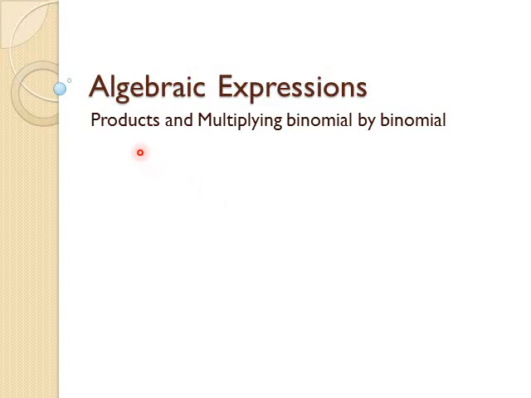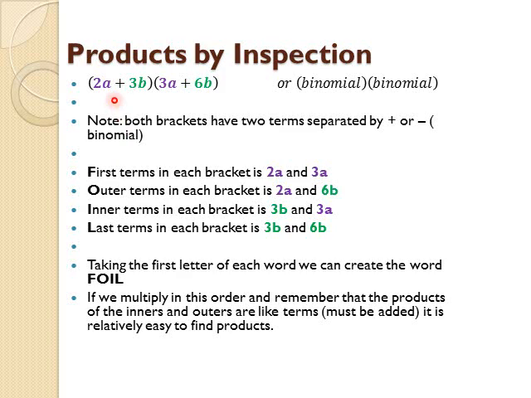Right, in lesson number 3 now, we were looking at multiplying a binomial by a binomial, finding their products. When I say binomial, I have two terms in the first bracket, two terms in the second bracket, no plus or minus in between the brackets, so this must be multiplied by that. So note, brackets have two terms separated by plus or minus, therefore they're binomial.